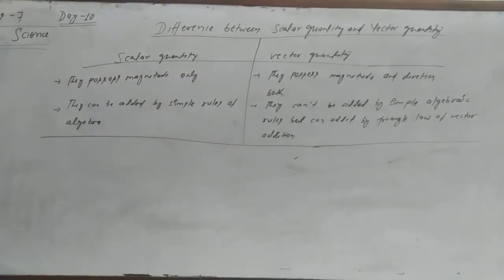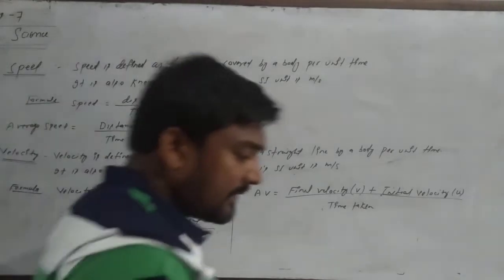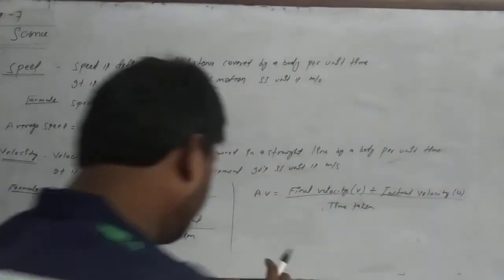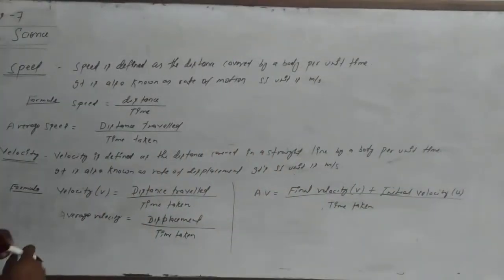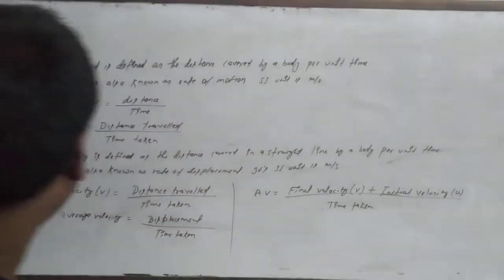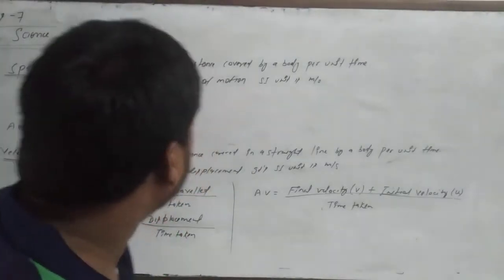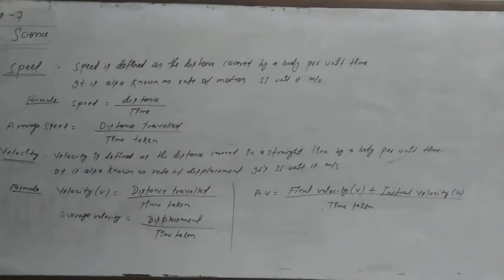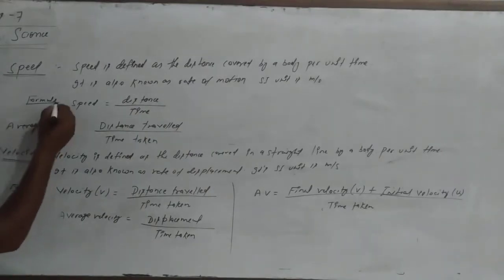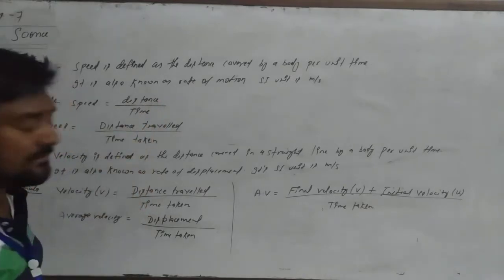Okay, dear student, very nice. So, dear student, we are now on speed and velocity. How can we define speed, and how do we know what is speed and what is velocity? Speed can be defined by its formula: speed is equal to distance upon time.